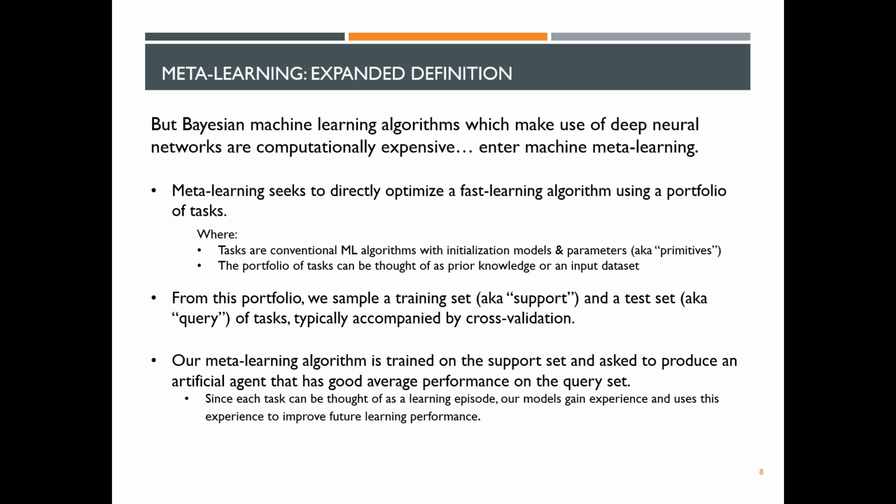So, in application and actually deploying meta learning in the field, what we do is we take our cross-validation methods, we sample our task set, our portfolio of tasks, and we break them up into what we call the training and the test. And in meta learning jargon, they call these things support and then query tasks. And then we simply train our meta learning algorithm on these support tasks, and then we basically evaluate the performance.